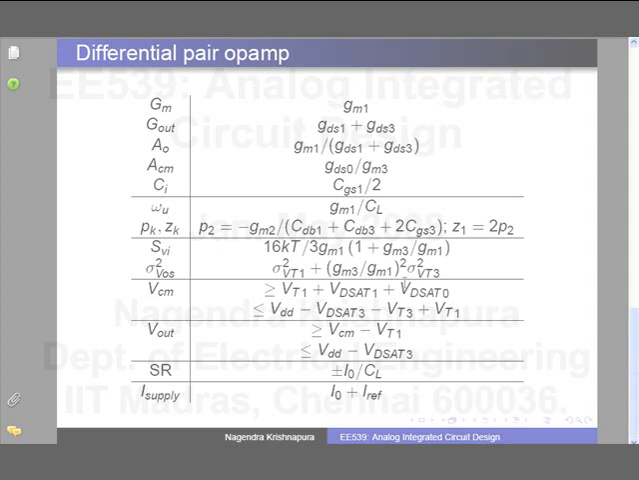Scale down the W by L. No, I want the same unity gain frequency. I want the same op-amp but a lower current consumption. What will I do? And so I'll reduce I and increase the W by L. Basically, I'll reduce I and reduce VGS minus VT.